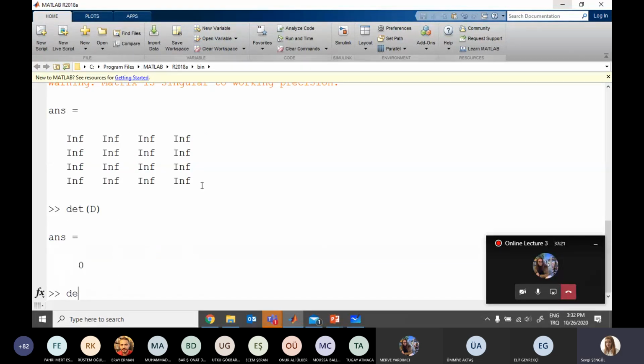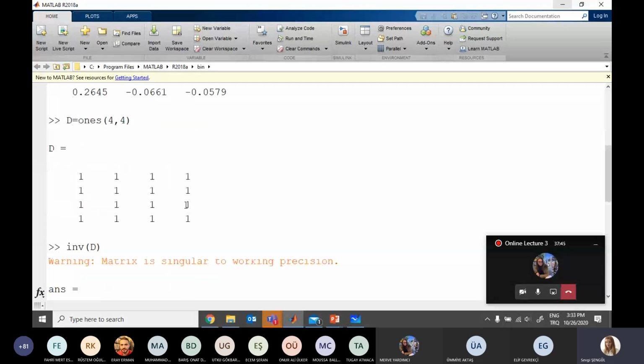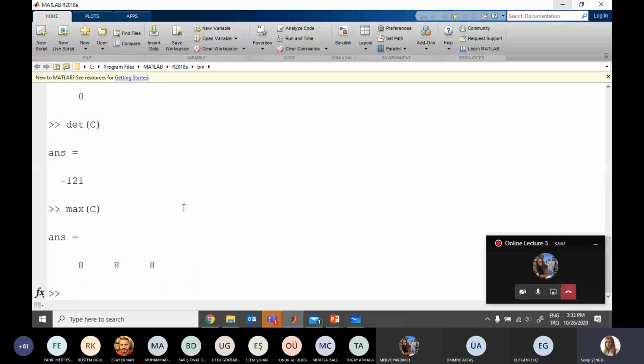And for C, you can see the determinant of C is not 0. It is negative 121. And as I told you, you can find the size of matrices, you can find the determinant, you can find the maximum element of any matrix by max. Let me remind you, C. Here you go. It will be the maximum of each column. So the maximum of this column is 8, this column is 8, this column is 8, okay?